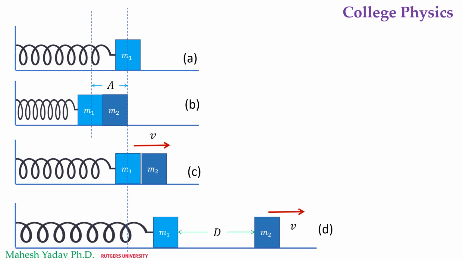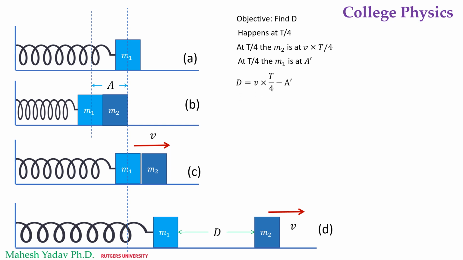In this part of the question, we need to find distance d, as shown in the figure at the bottom. D occurs when the time is the time period divided by 4. When the time period over 4 has passed, m2 moves by distance v times the time period over 4, and m1 moves to a new amplitude, say A prime. D is the distance between the two, which is v times T divided by 4 minus A prime.